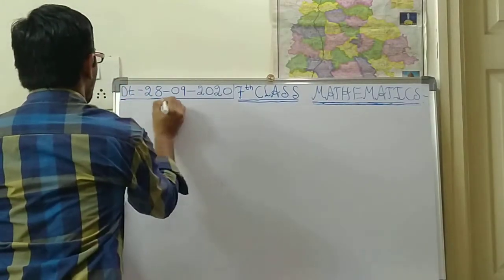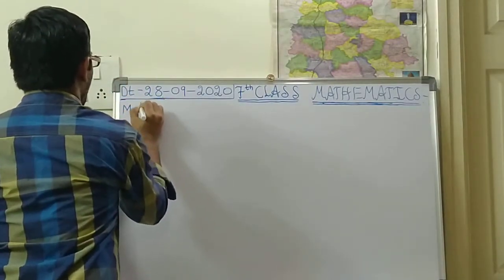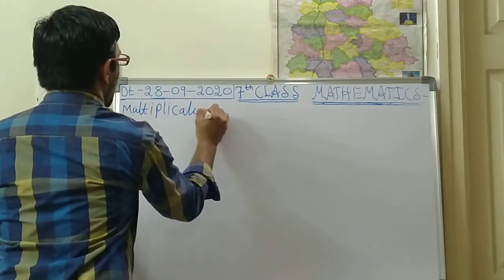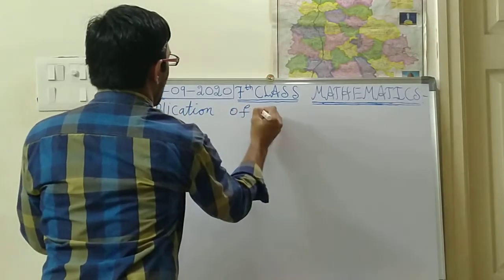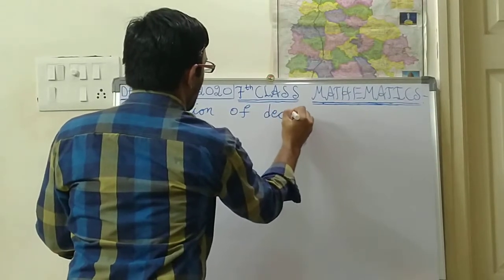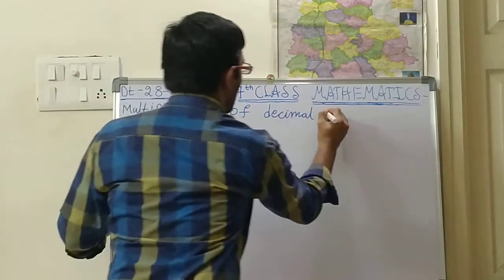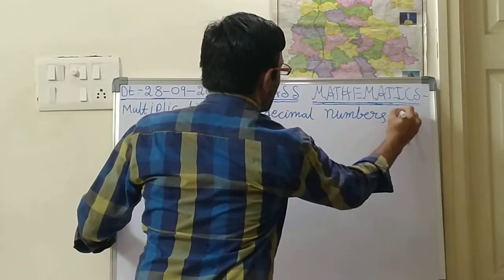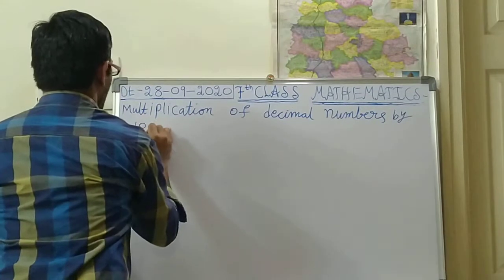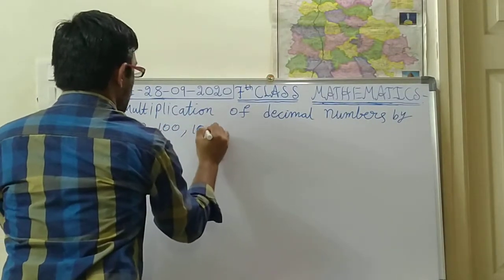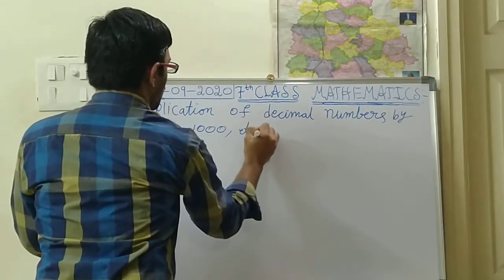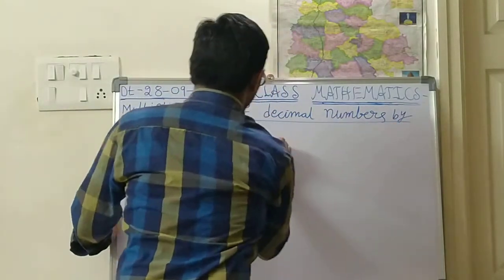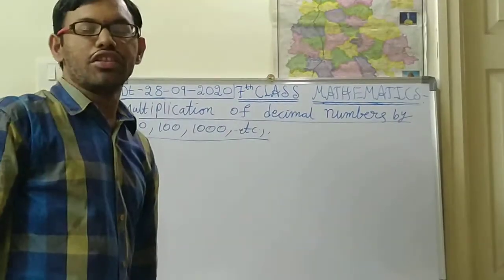So the next topic is multiplication of decimal numbers by 10, 100, 1000, etc. Like this and so on. Multiplication of decimal numbers by 10, 100 and 1000.